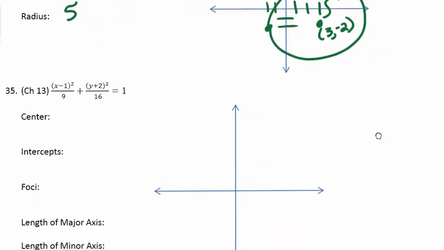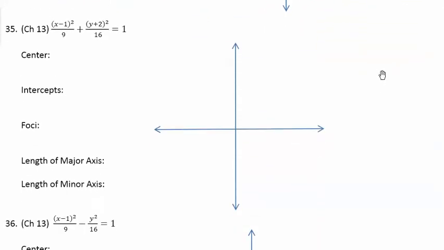All right, question 35. Do you recognize what it is? Because there are different denominators here. This has a coefficient of 1/9 and this has a coefficient of 1/16, with a plus sign in the middle. So it is not a circle, it is an ellipse. One direction is stretched farther than the other. So our center, just like we did for a circle, we'd have to go in the opposite directions to make these equal to 0.